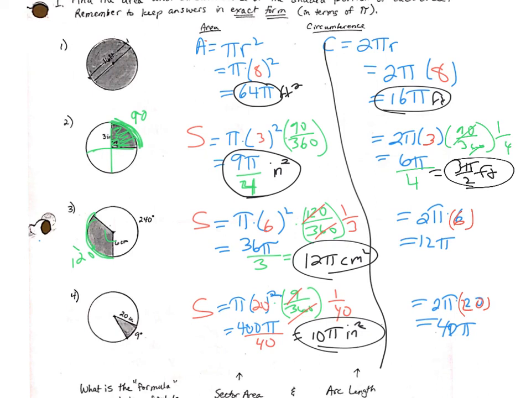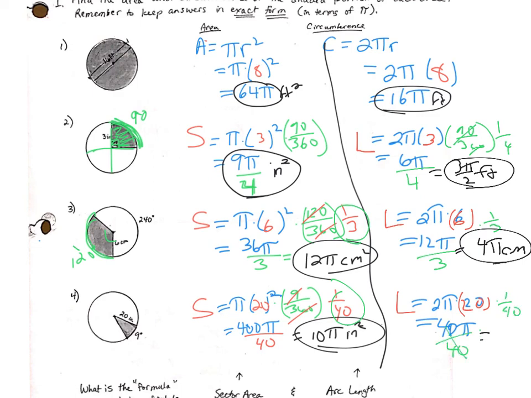So I'm probably going to call this L for arc length. But you can use whatever letter you want. I've seen it referred to as other things. This one is going to be times 1/3. So we had a 1/3 here, which is going to give me a final answer of 4 pi centimeters. And then my last one, we said 1/40th, which gives me actually just 1 pi. 1 pi inch, which is kind of a weird measurement.